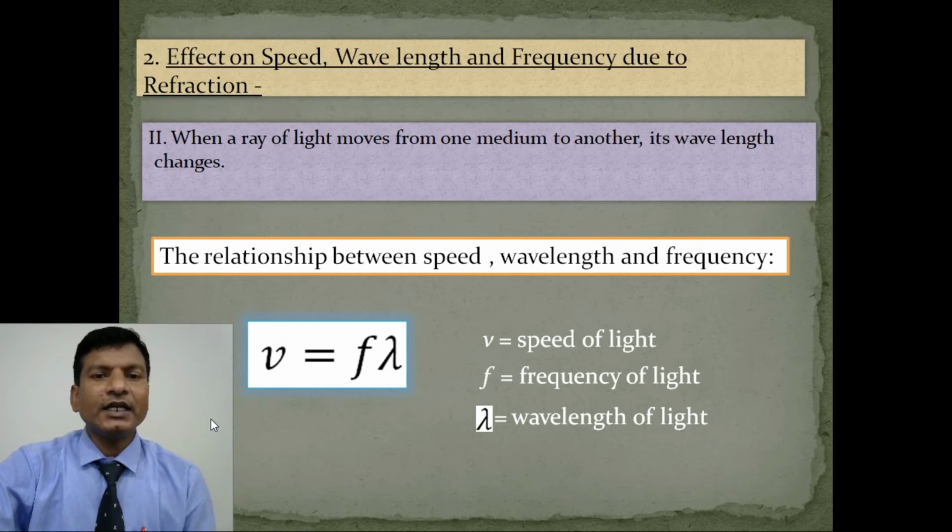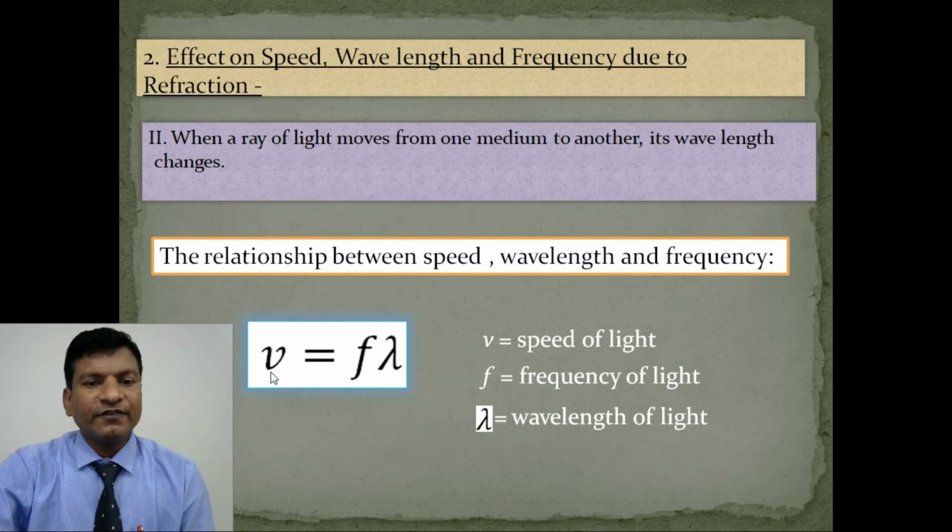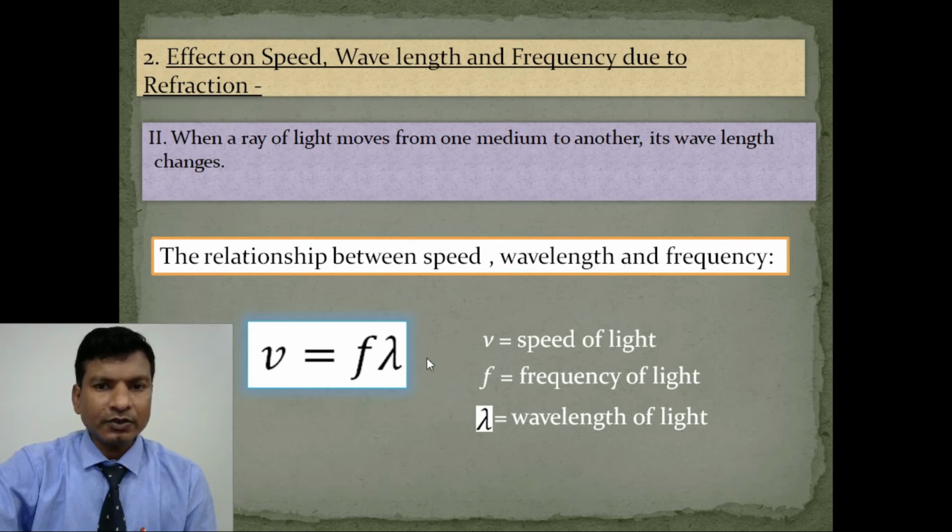Now, there is a relationship between the speed, wavelength, and frequency. How are the speed, wavelength, and frequency related to each other? See this relation I have given there: V is equal to F into lambda. Here V stands for the speed of the light, F stands for the frequency of the light, and lambda stands for the wavelength of light. This is how the speed, wavelength, and frequency are related to each other.